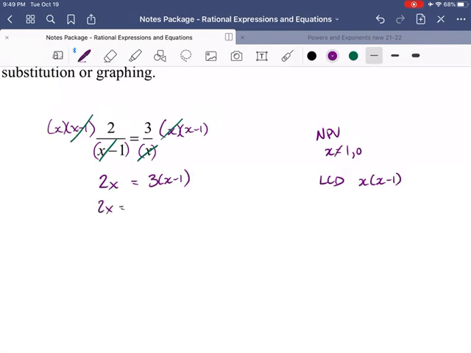So 2x is equal to 3x minus 3. If you rearrange this, add 3 to each side, you get 2x plus 3 is equal to 3x. Subtract 2x, and x ends up being 3. Now this is a solution. It's different from a non-permissible value. The solution means that if we put 3 into the equation, the left side will equal the right side.